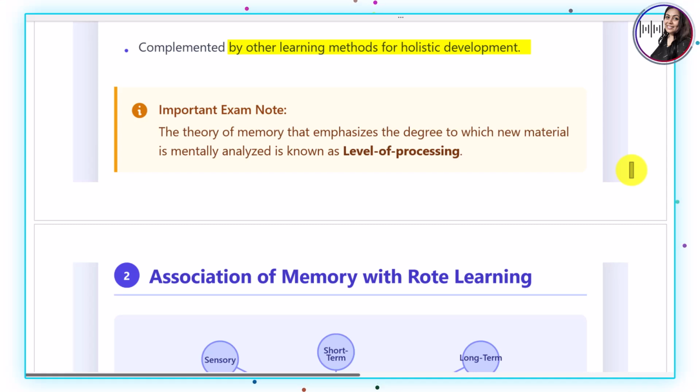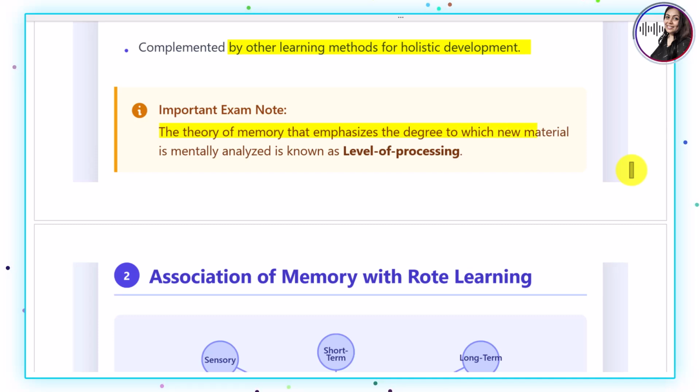At this point, it's important to note a concept that has been directly asked in exams: the level of processing theory of memory, which emphasizes that the more deeply new material is mentally analyzed, the better it is remembered. This theory clearly explains why rote learning, which involves shallow processing, has limitations compared to meaningful learning.